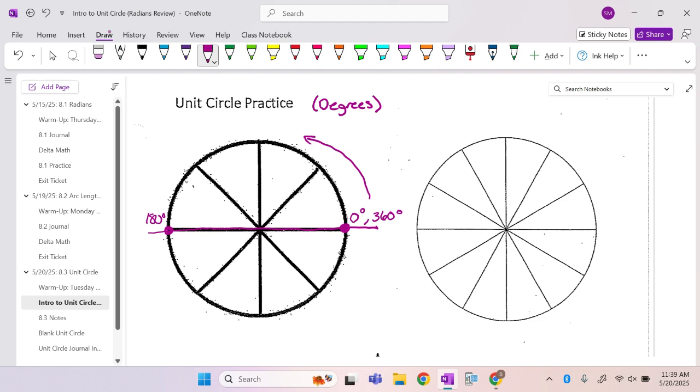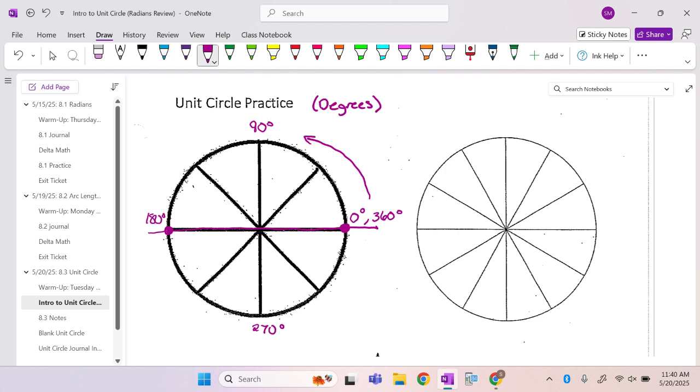Now, if I go from 0 and I go a fourth of the way around, what's a fourth of 360? 90. All right, if I go another fourth, that'll be 180. And then what's another fourth of 360? So 3/4 of 360. 270. All right.